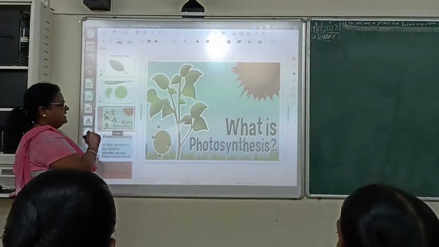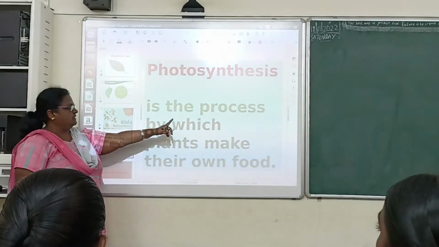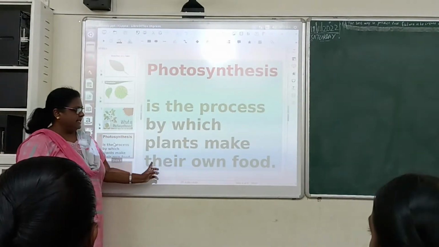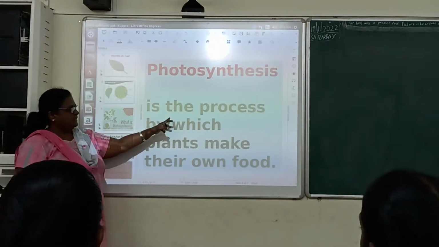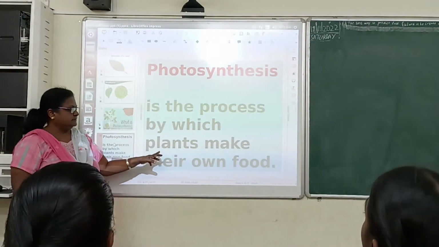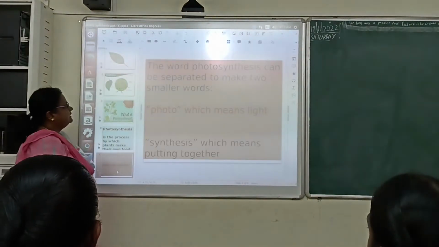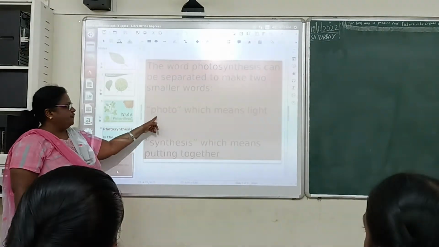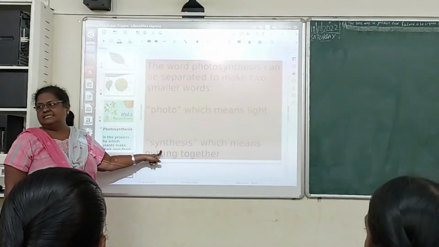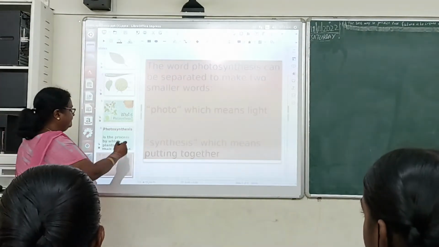When we go to the next slide, what is photosynthesis? Photosynthesis is the process by which plants make their own food. Can you repeat? Photosynthesis is the process by which plants make their own food. Very good. The next slide. The word photosynthesis can be separated. Photo means light, synthesis means to make or putting together.